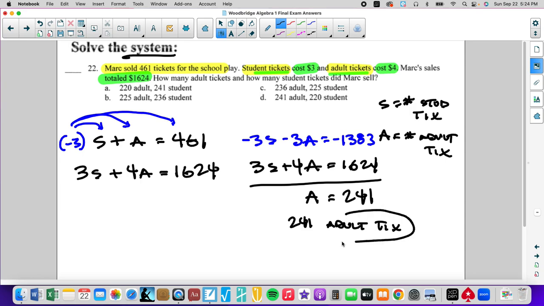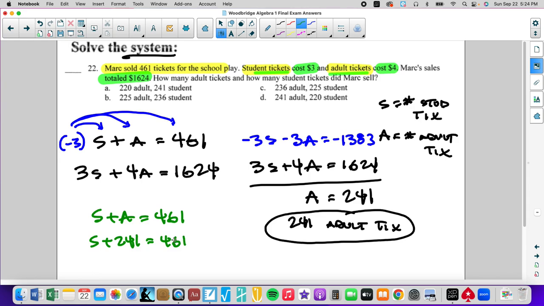So that's something that's good. And then I can use this equation. I'll bring that down. S plus A equals 461. And if I know that I have 241 adult tickets, I can substitute that in and then subtract. And that tells me that I have 220 student tickets.